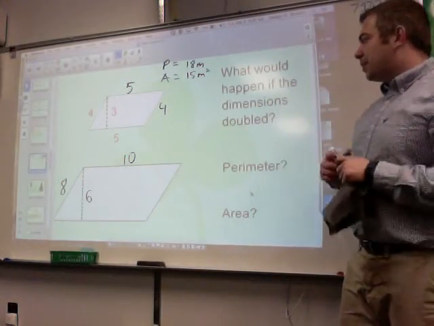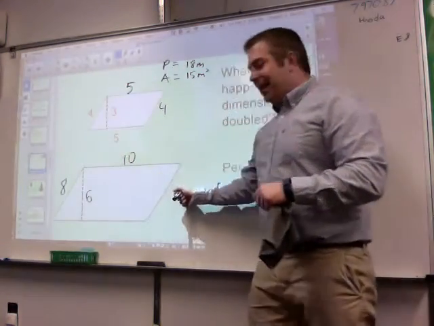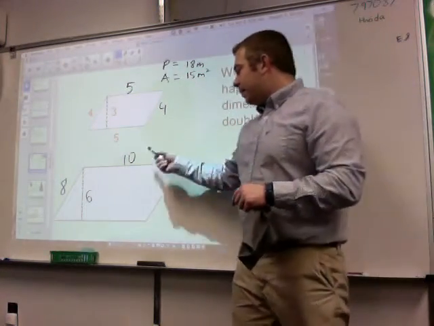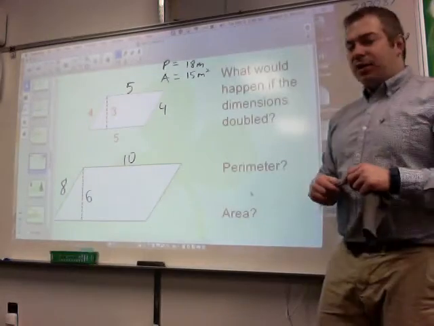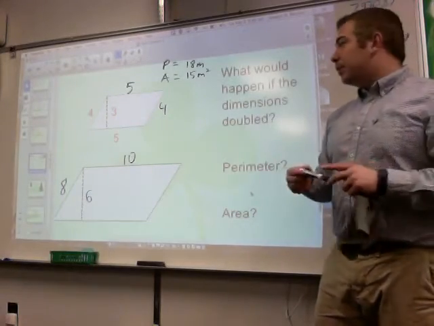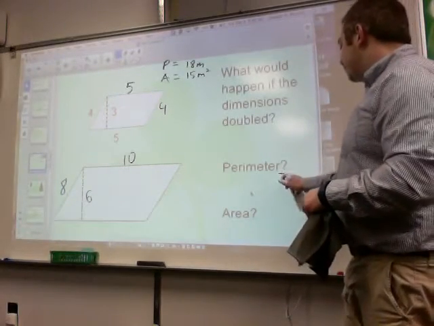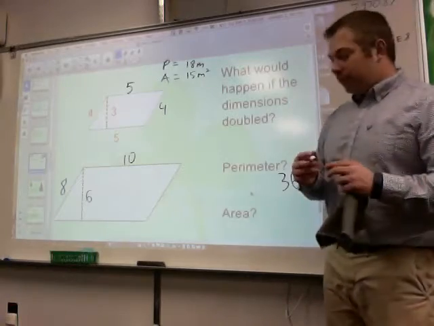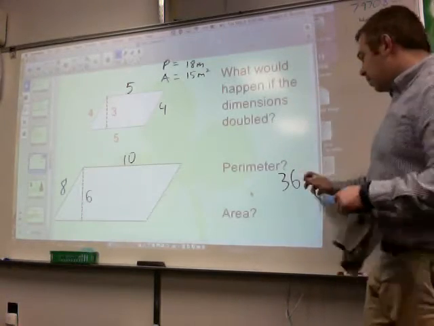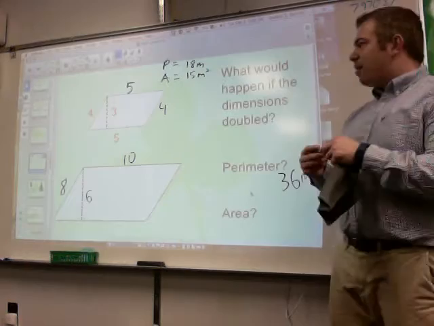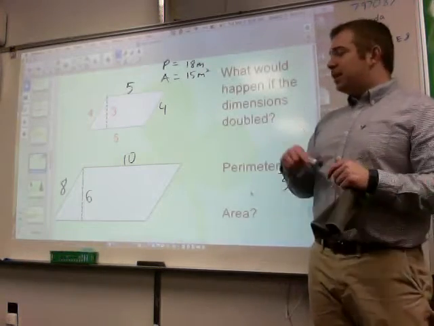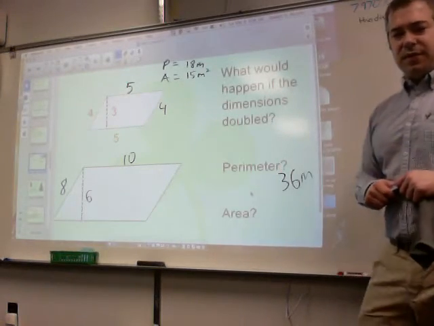So let's check out the perimeter now. 8 plus 8 would be 16, 10 plus 10 would be 20, and 20 plus 16 would be 36. So actually, my perimeter did double. 18 became 36 meters. How about the area? Let's see if the area doubles from 15 to 30.